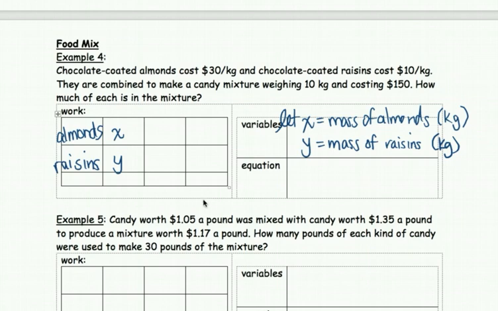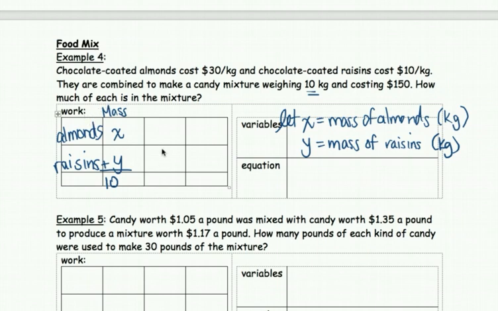Okay, so we're going to build our first equation using the 10 kilograms. So we don't know what mass of almonds and raisins that we are going to buy here, but we know that we ended up buying 10 kilograms altogether. Okay, so I'm not going to write the units. All right, so we have our mass, or our weight.